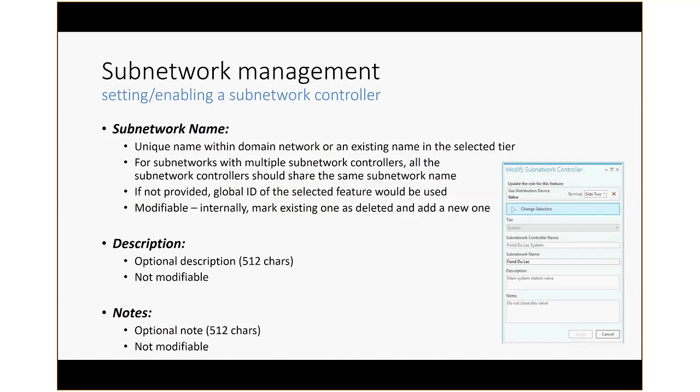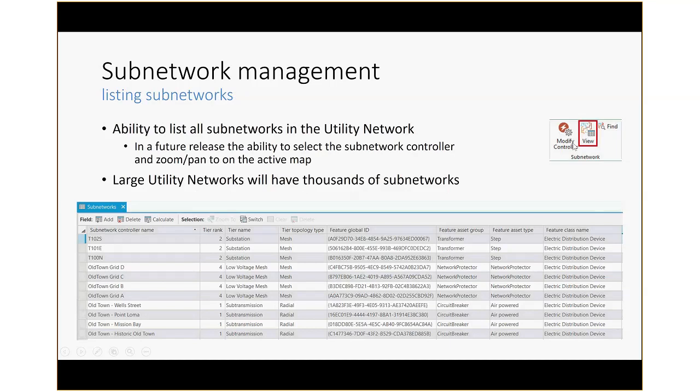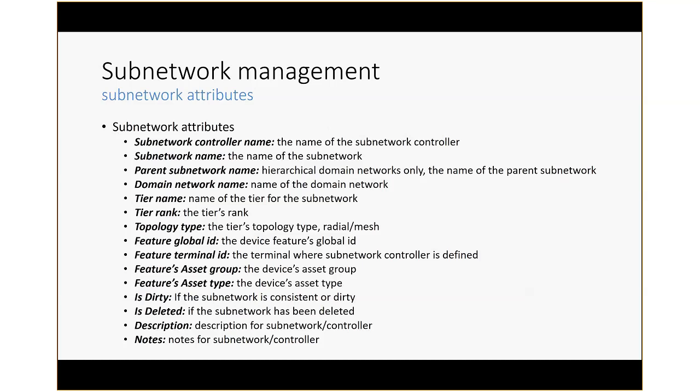They often have more information that gets stored in our subnetworks table. What I didn't show was there was another button on the ribbon called View Subnetworks. All that does is open a nice table view in Pro that lists all the subnetworks in every domain network and every tier. It has the different attributes that can tell you the name, the tier rank, the topology type. In that dialog, you could also select one of those and say zoom to, and it will zoom to the controller of that subnetwork. So another nice way to navigate through the data. Those are all the different attributes I was highlighting that describe the subnetworks.